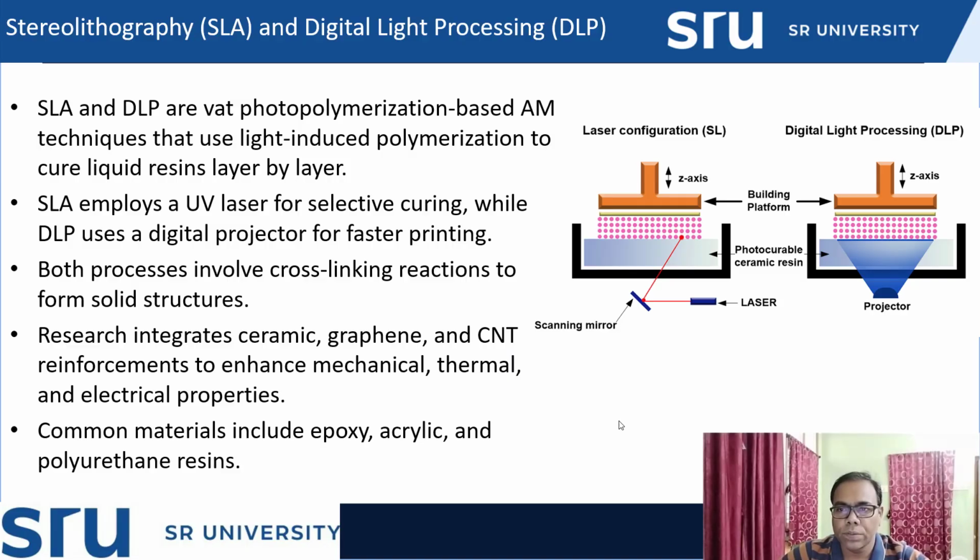Other 3D printing techniques for making polymer reinforced composite materials include stereolithography, or simply SLA, and the digital light processing technique. In both, light scans the liquid material so that the liquid is converted into solid material. Here the phenomenon of photopolymerization takes place.